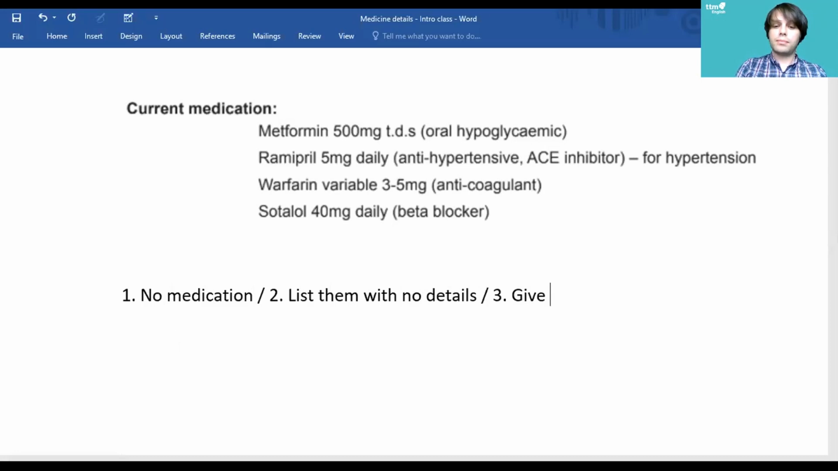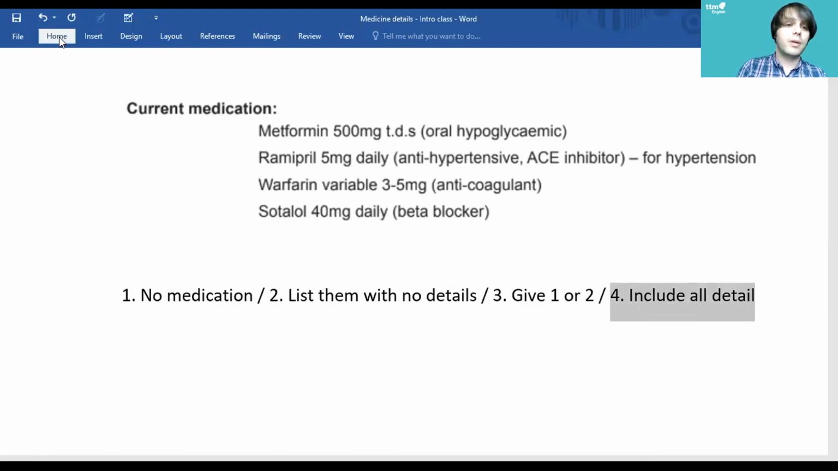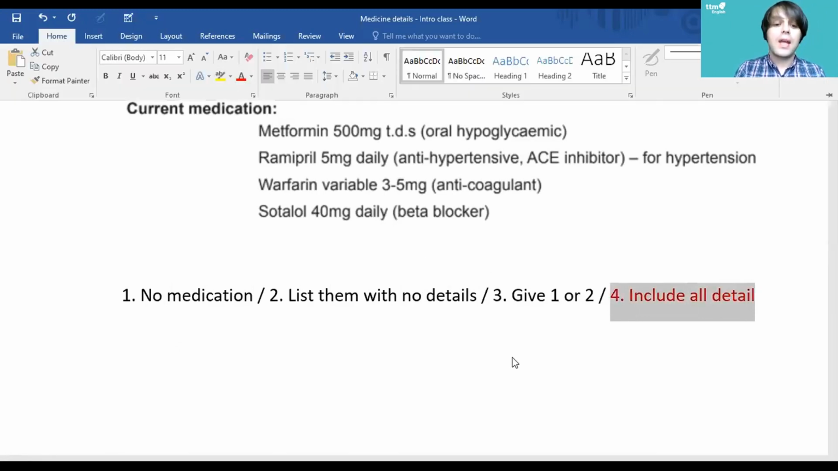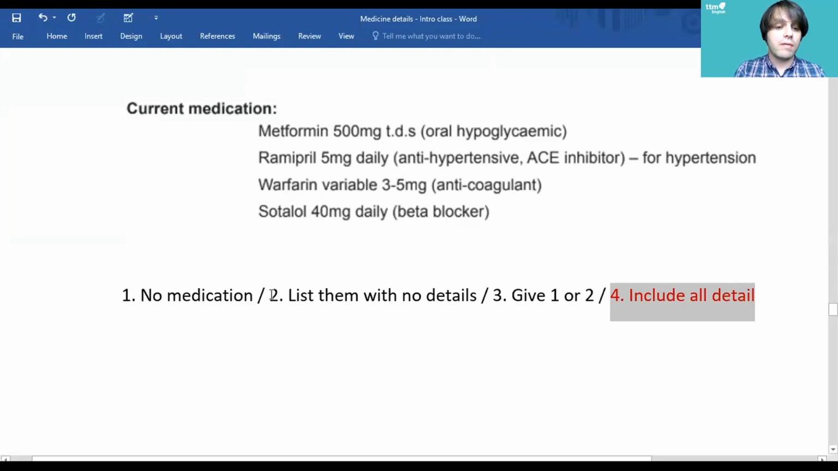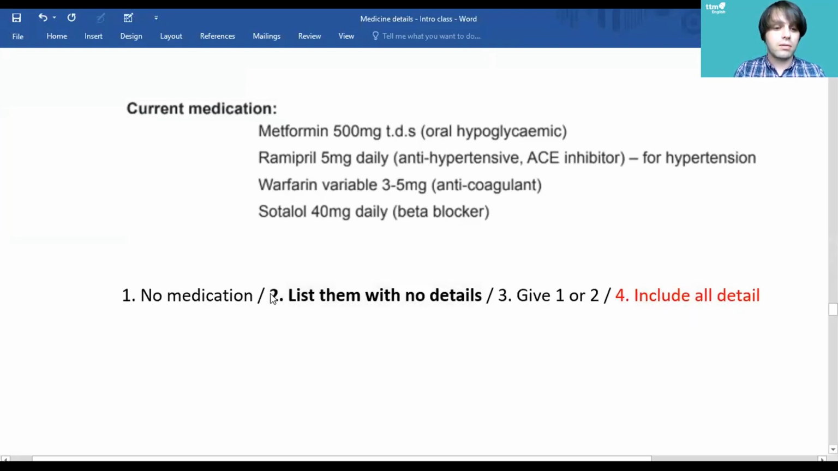Do you remember? Option 1 or 2. You have 1 or 2, Shiva, right? Maybe the reader just needs... Yes, sir. What's the 4th one, Shiva? Include all detail. I'm going to put that one in red because that one's the horrible one. Okay, but very often you don't need that. I want to practice 2 though, Shiva. I think with this one we could just do 2, right?